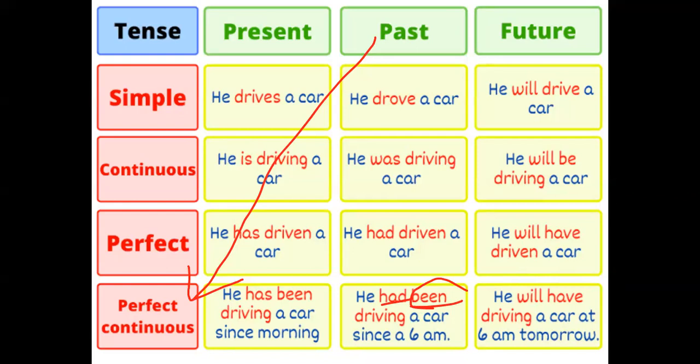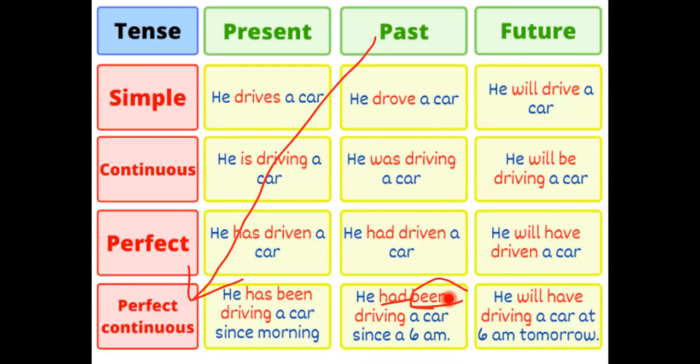In past perfect continuous tense we will add been. Had plus been plus verb plus ing. Are you clear with this? So what should be the sentence? He had been cooking the vegetables. Okay, he had been cooking the vegetables.